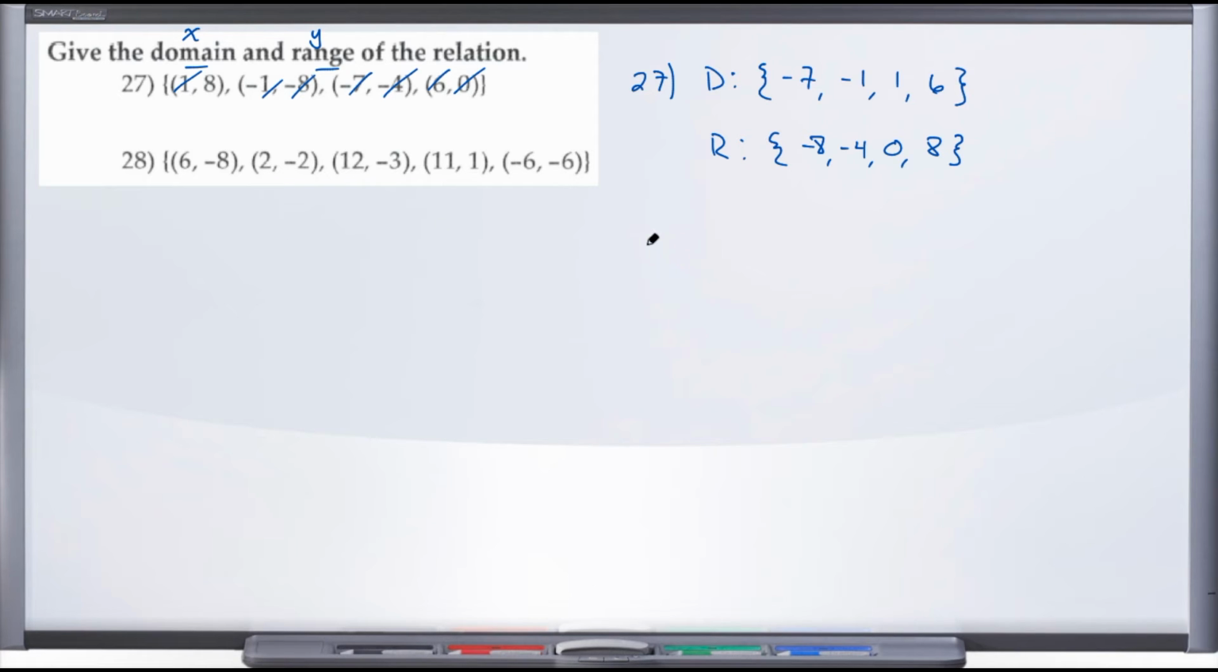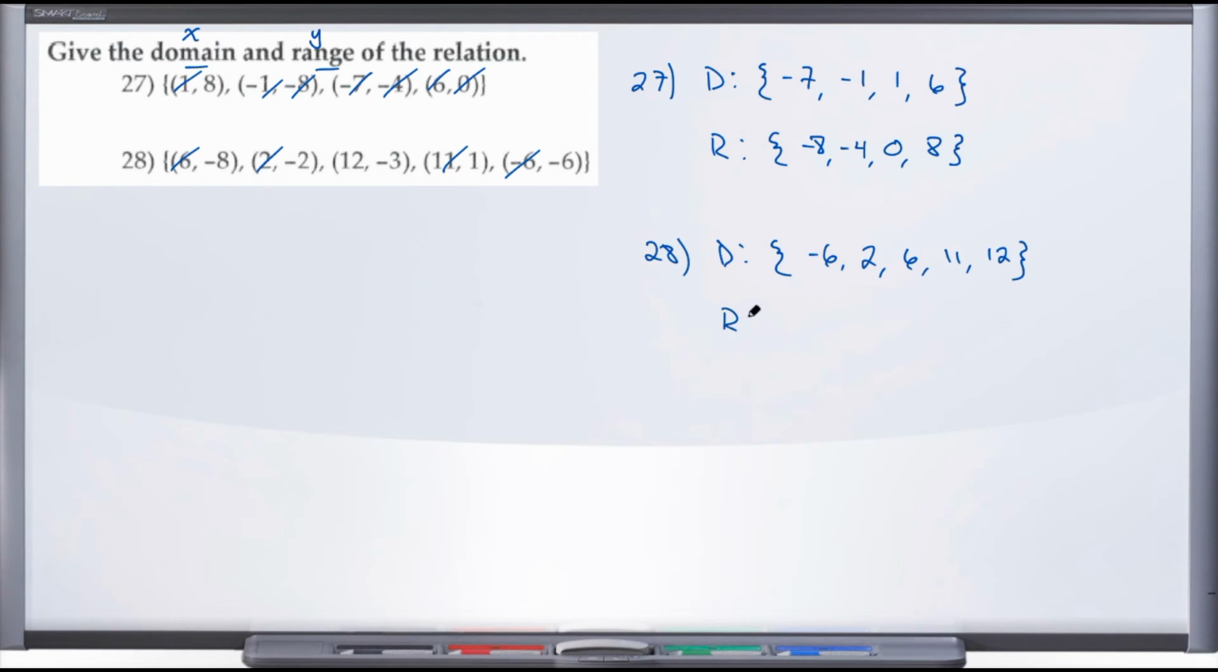Let's go ahead and take a look here at 28. Domain. All right, so x's, we're listing domain. We're going to start with the smallest, and I see -6. All right, what comes next? How about 2? All right, and then I see a +6, and then an 11, and then a 12.